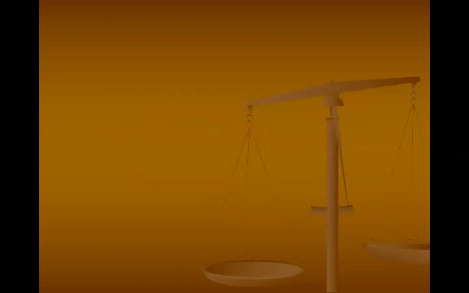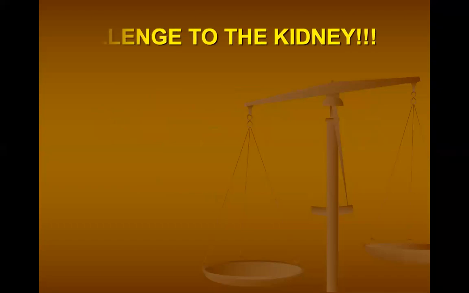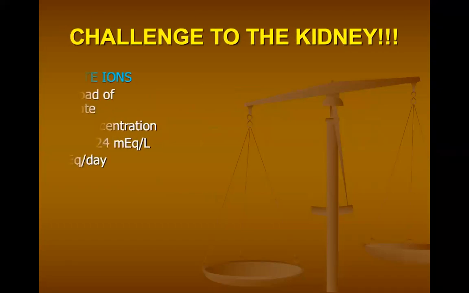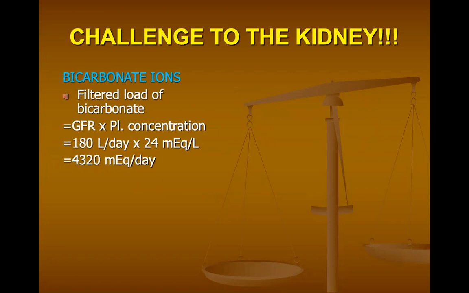What is the challenge in front of the kidneys? The kidney has to reabsorb all the filtered bicarbonate. The filtered load of bicarbonate is GFR into plasma concentration, that is 180 liters per day into 24 milliequivalent per liter. That comes down to 4,320 milliequivalent per day. So it has to reabsorb all the filtered bicarbonate.